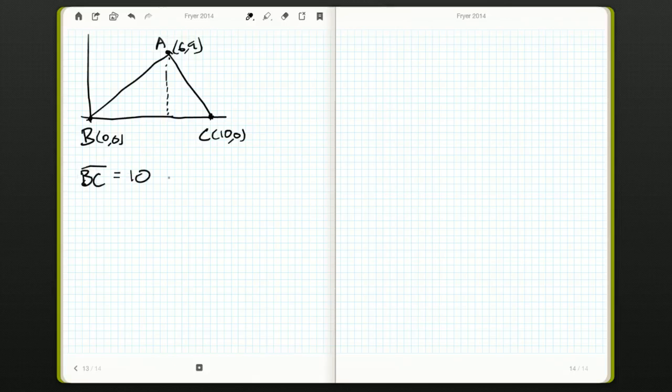So BC has a length of 10 minus 0. So that's going to be 10. Their y-coordinates are the same. They lie on the x-axis. They're both going to be y-coordinates of 0. So the distance is just the difference between their x-coordinates. So that's 10 minus 0. So it's just going to be 10.